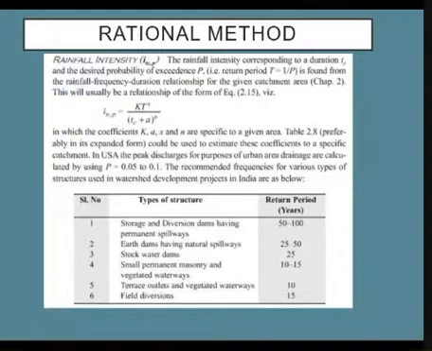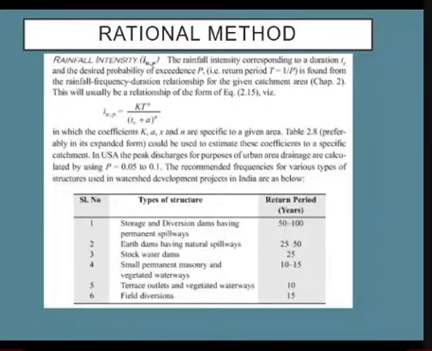Rainfall intensity. The rainfall intensity corresponding to a duration Tc and the desired probability of exceedance P, return period T equals 1 over P, is found from the rainfall frequency duration relationship for the given catchment area. This will usually be a relationship of the form of equation 2.15, I equals K T to the x over (Tc plus a) to the n, in which the coefficients K, a, x, and n are specific to a given area. Table 2.8 could be used to estimate these coefficients for a specific catchment.